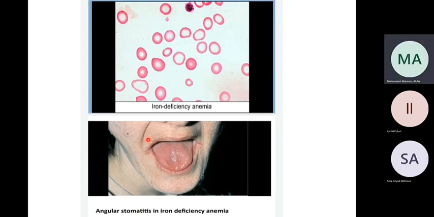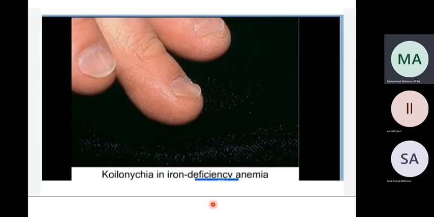This is called angular stomatitis. It usually occurs in multi-nutritional deficiencies, not peculiarly in iron deficiency, but also in patients with B12 and vitamin B6 deficiency. So it's multi-nutritional, but it gives us an indication that it is an anemia due to a nutritional cause, angular stomatitis.